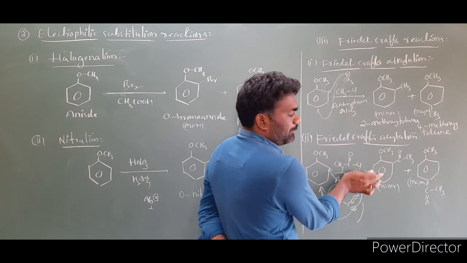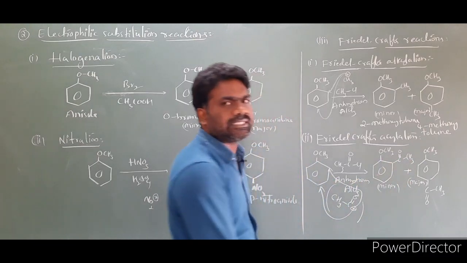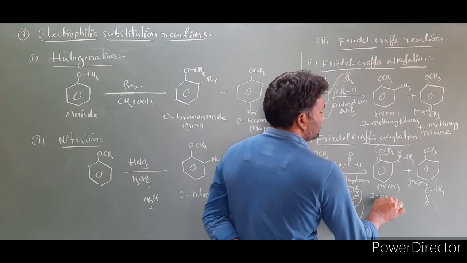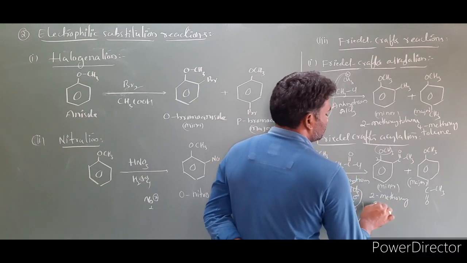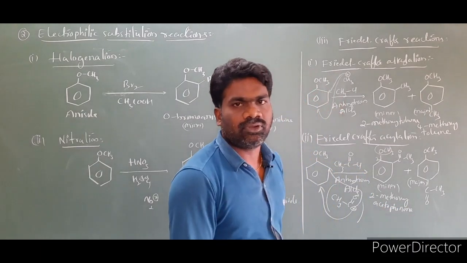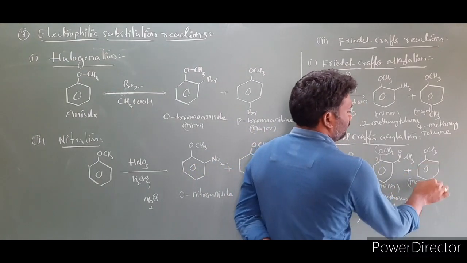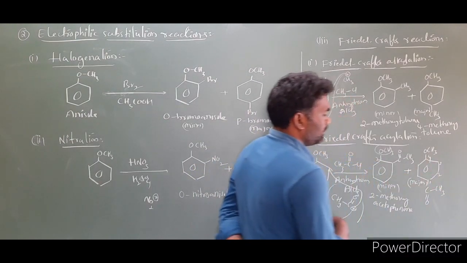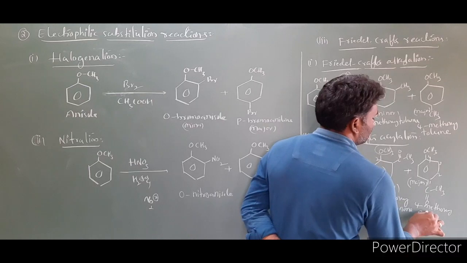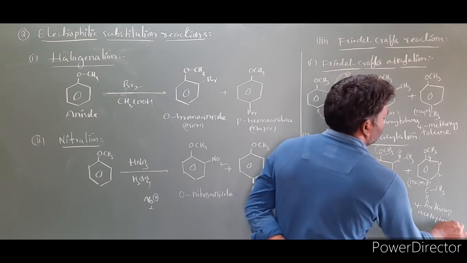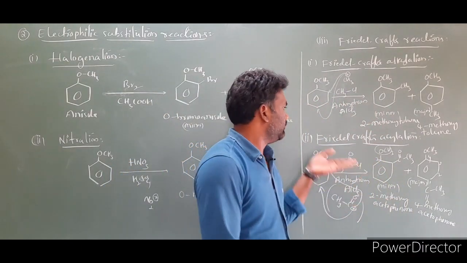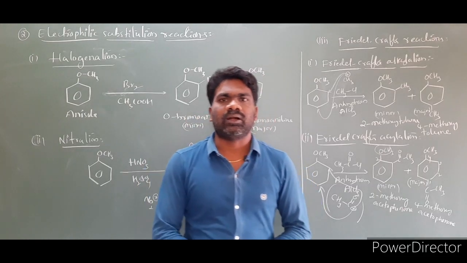The name of this compound: a benzene ring with a COCH3 group is called acetophenone. And at which position will the methoxy be? At the second position. So this is 2-methoxyacetophenone. And this is, counting 1, 2, 3, 4, 4-methoxyacetophenone. So these are the products found in Friedel-Crafts acylation as well as Friedel-Crafts alkylation.